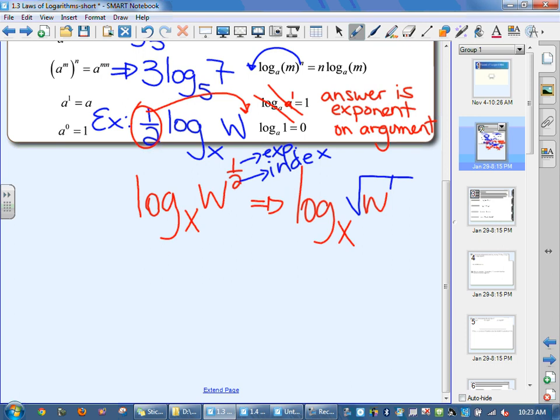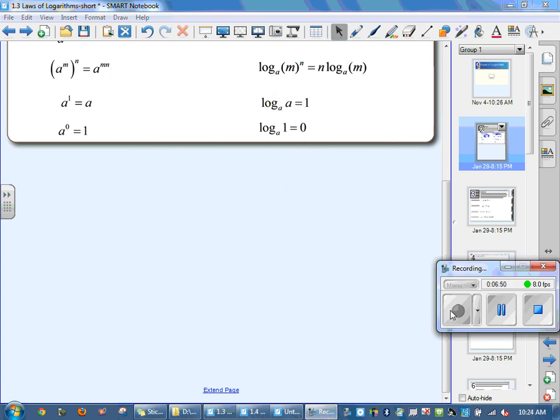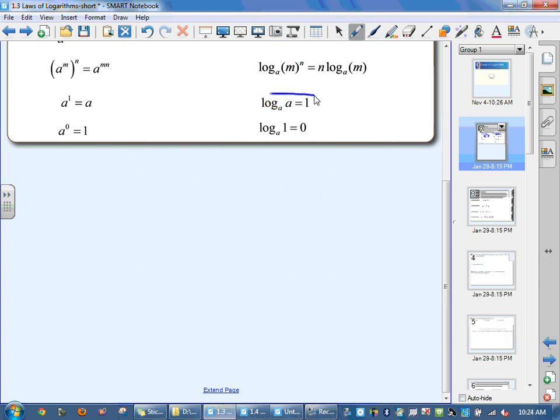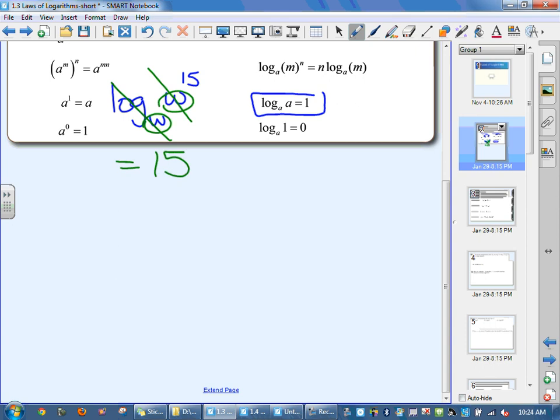Okay, we're going to take a look at the last 2 now. So an example of this one, I could do this. That is the same as log base w of w to the 15. Okay? Log base w of w to the 15, exponent 15. Well, when the argument and the base are the same, you drop them, the answer is the exponent. So I drop those, my answer is 15. It's like dropping our bases.